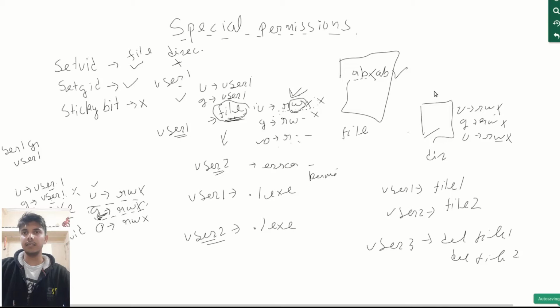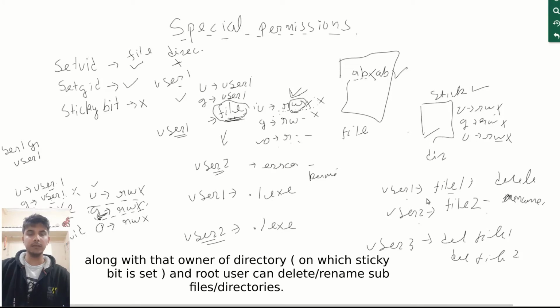Now let's say in this case the sticky bit for the directory has been set. User1 will create a file, let's say file1, and user2 will create a file. Now when user3 logs in, even though it has the write permission, it will not be able to delete, modify or rename the file. User3 cannot perform the delete or rename operation on a file that is owned by some other user. Only the owner of that particular file can do such operations.